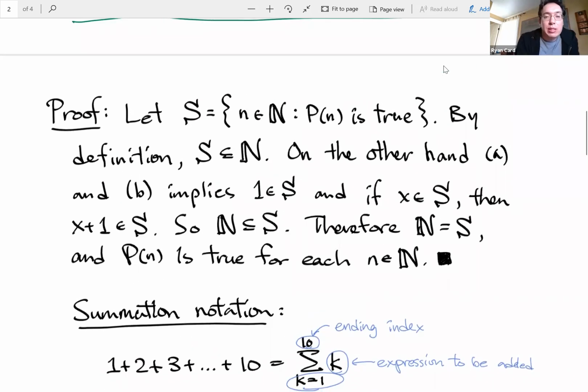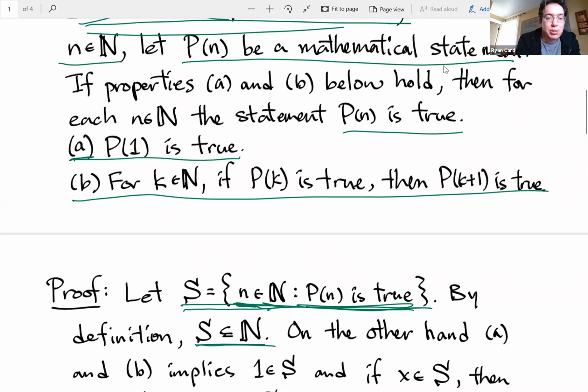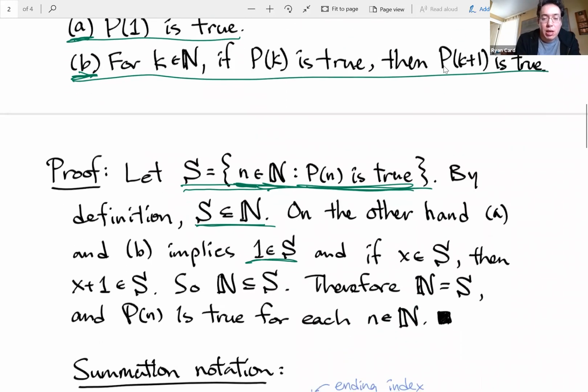Okay, so let's define a set S. S is the set of natural numbers where P of n is a true statement. By definition, we're looking at all n that are natural numbers, so S, just by definition, is a subset of natural numbers. On the other hand, if we have two things true, A and B, so those are these two statements, if P of 1 is true, then 1 belongs to the set S, because P of 1 is true. That's the condition to be in the set S.